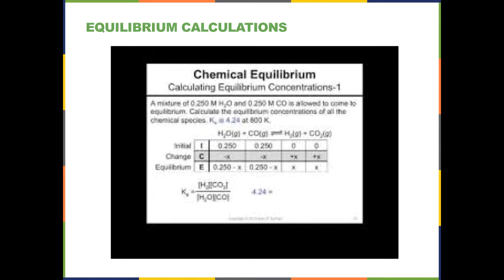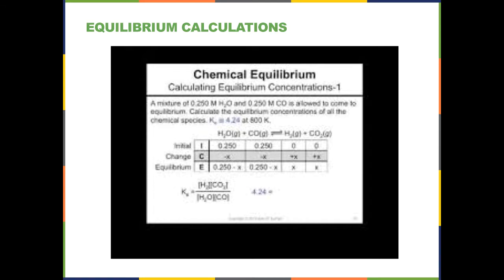Calculate the equilibrium concentrations of all the chemical species if the equilibrium constant is 4.24. Now, this is the third type of problem I was talking about. You're given the initial concentrations, and you're asked to calculate the final concentrations of all the products. Now the equilibrium constant is shown in the bottom left, and you can see the change here is plus x on the right side and minus x on the left side.